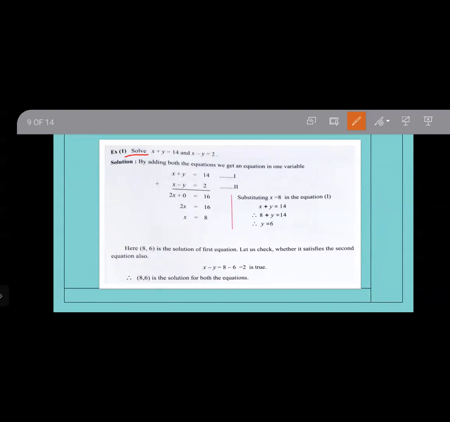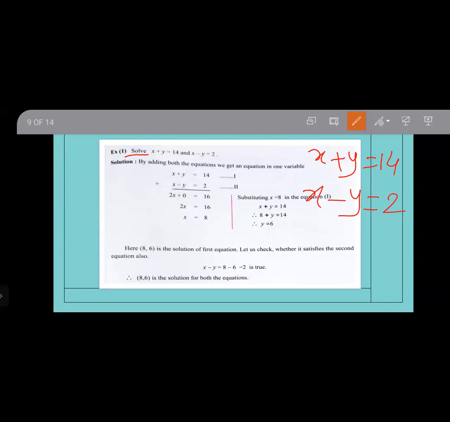Just now we have seen the example of the substitution method. Now here this is an example of the elimination method. Elimination means one variable you need to eliminate, and you will get the value for the other variable. So let us see how we can do that. Here you have two equations, that is x plus y equals 14 and x minus y equals 2.